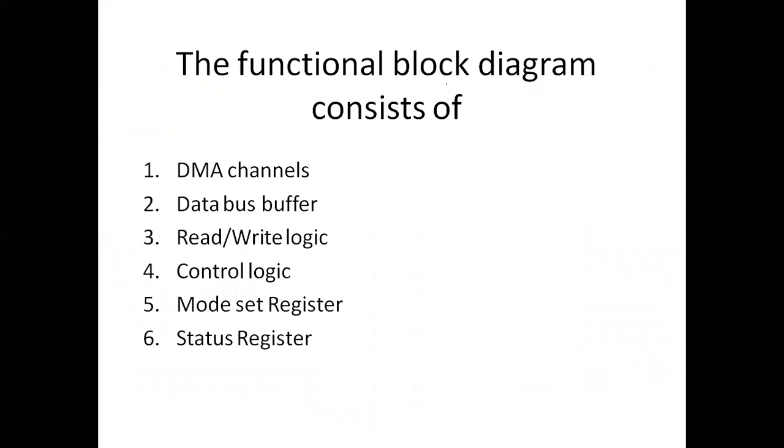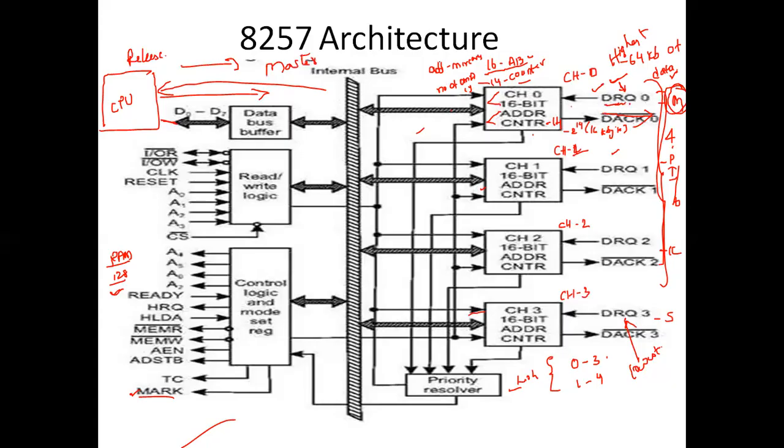So here the functional block diagram consists of these 5 components. What are the 5 components? The first one is the DMA channels. How many DMA channels? We have 4 DMA channels. The next block is the data bus buffer, and the next one is the read write logic. The next one is the control logic and mode set register. And finally, we have the priority resolver.